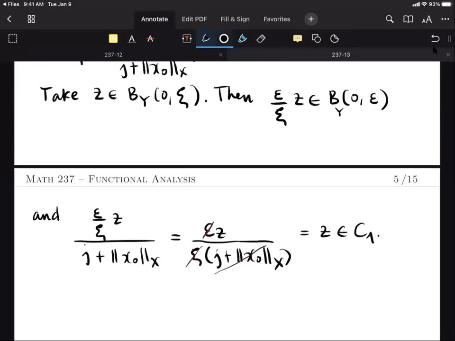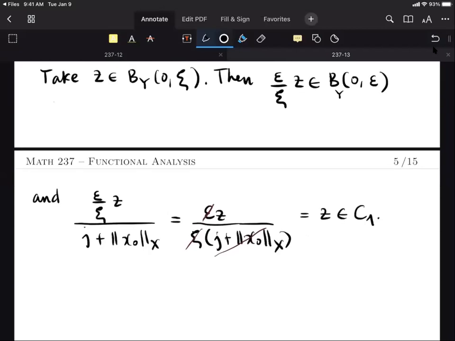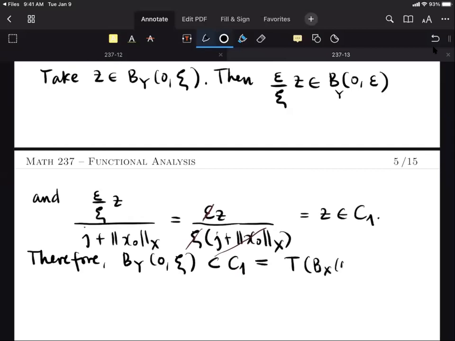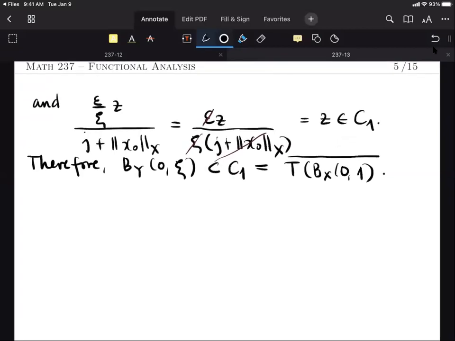So given any element in this ball, we also have that element to be in C1. Let us summarize that one for convenience. Therefore, this ball is a subset of C1, and we know that this is equal to this set by definition. So that's the first step.